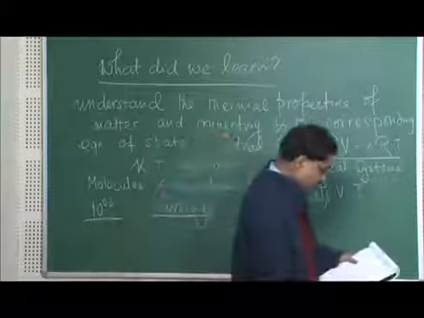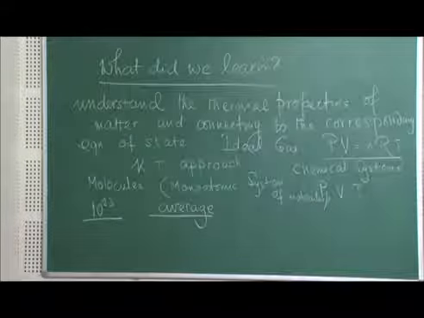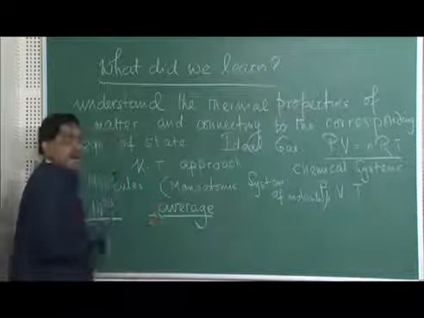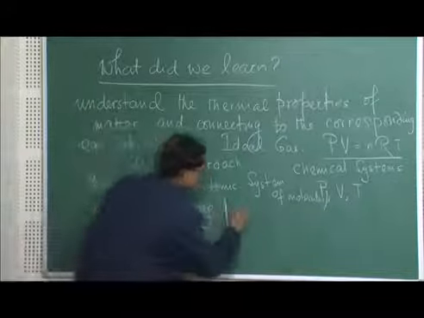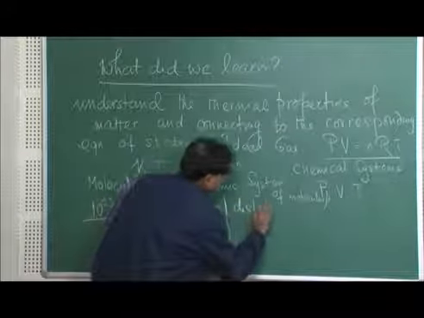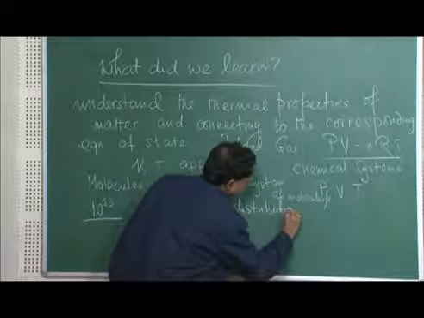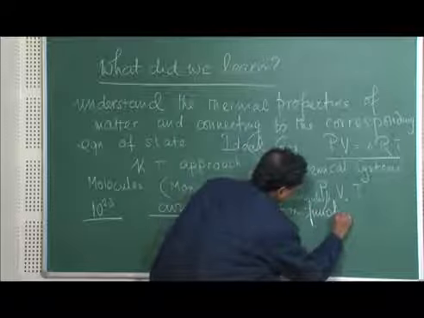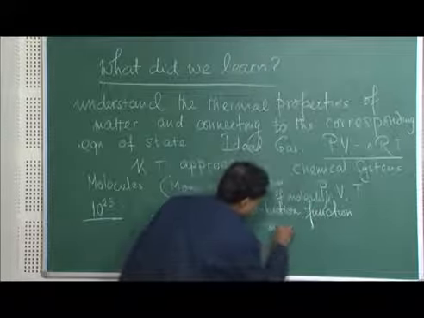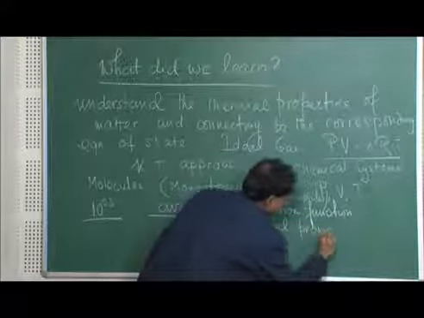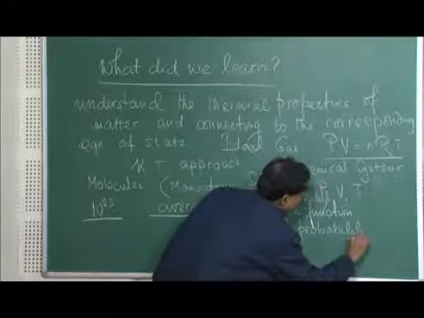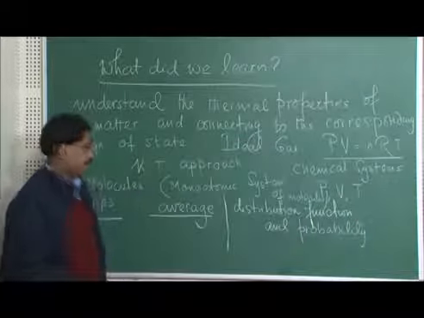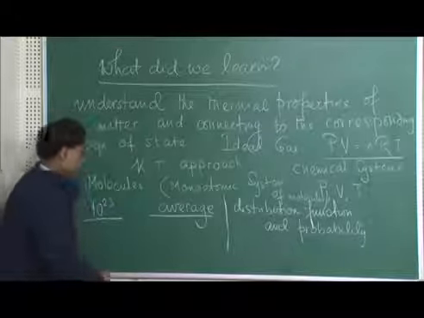Now, to emphasize what I mean by average, I have to bring in the concept of distribution function and probability. That is where we are deviating from our well-known world of Newton's laws. Here I am bringing in the concept of probability. This is where I gave you the example of dice.